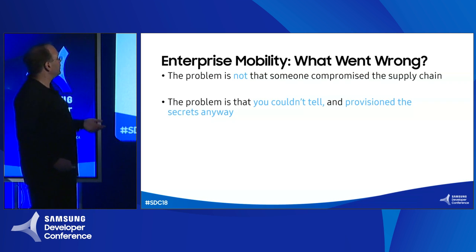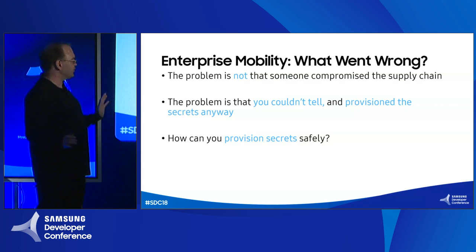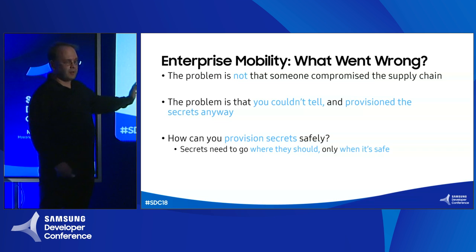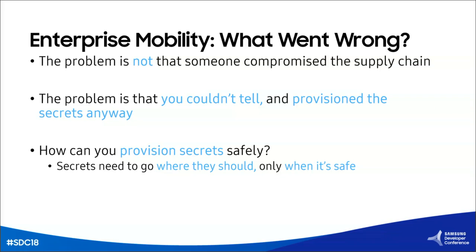So the real question here is that if you can't tell whether the device is in a good state, you could provision secrets onto it anyway, and then we'd have a leak. All right, so how do you provision secrets safely? Basically, it boils down to this statement. We can decompose this statement to come up with the pieces that we're going to need. Secrets need to go where they should and only when it's safe to do so.